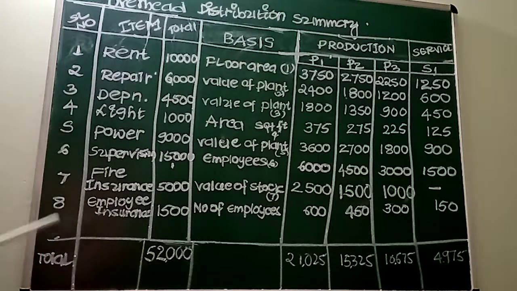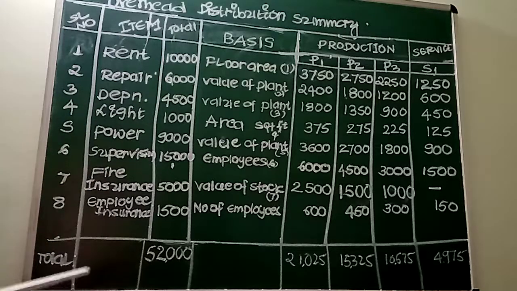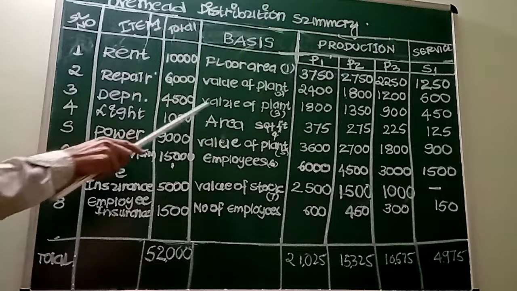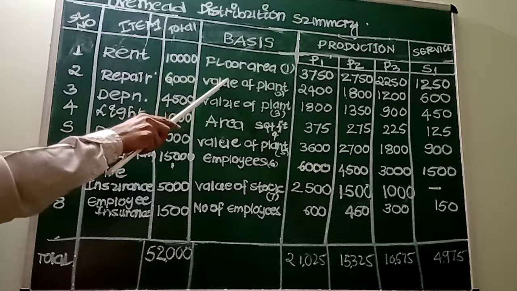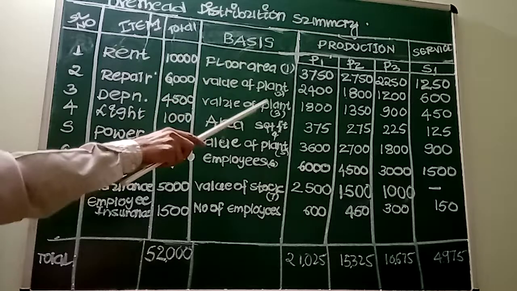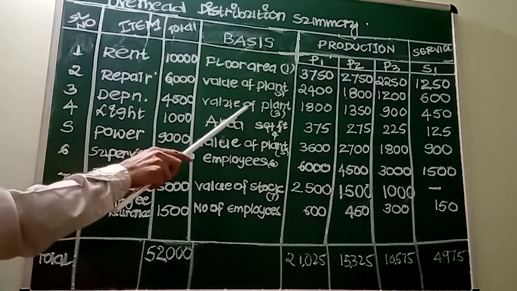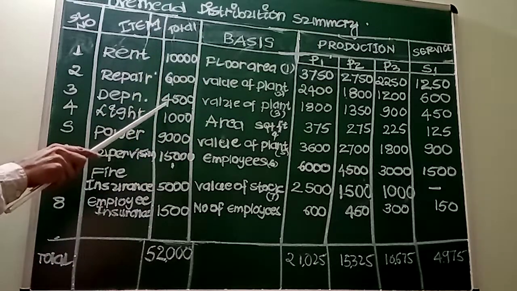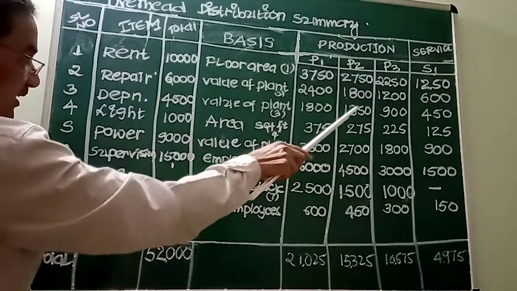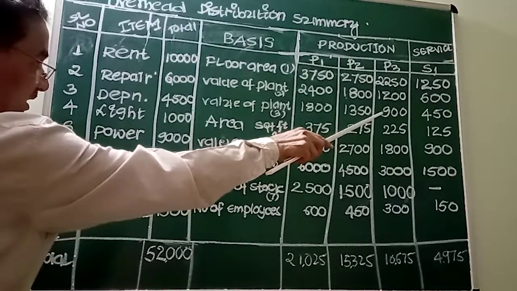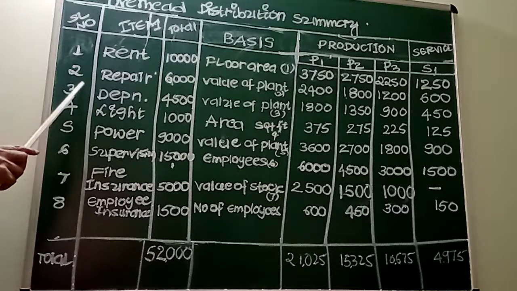You go to depreciation. 4,500 is the total depreciation. So how do you apportion this? Again, for depreciation, you will have to take the value of the plant as the basis. See, again, the same procedure will be followed here also. It is based on value of the plant. So the ratio is also the same, 4 is to 3 is to 2 is to 1. If you share 4,500 rupees in that ratio, you get 1,800, 1,350, 900 and 450. So it is the third important item of expenditure.